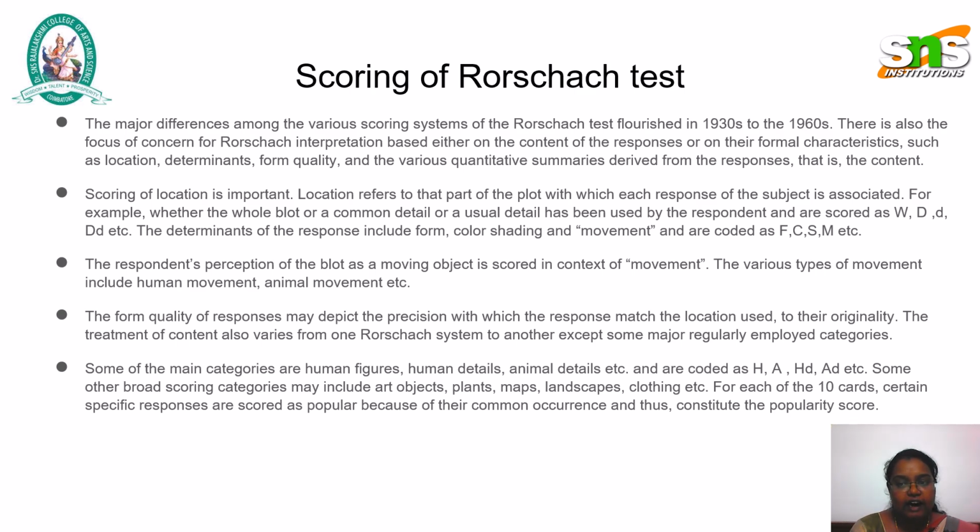For each of the 10 cards, certain specific responses are scored as popular because of their common occurrence and thus constitute the popularity score. The qualitative interpretations of the Rorschach scores include the association of whole responses with conceptual thinking. The color responses given by the subject are indicative of the subject's emotionality and fantasy life. The entire response for all the 10 cards, including the inquiry, are integrated together to interpret the psychodynamics underlying the problem and also to decide upon the person.